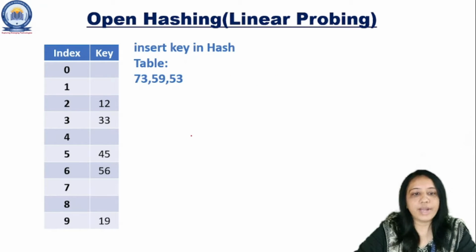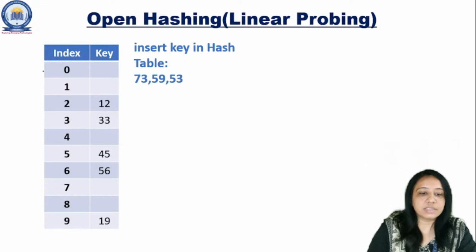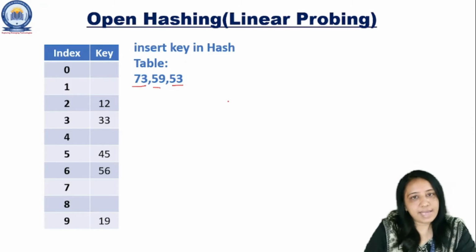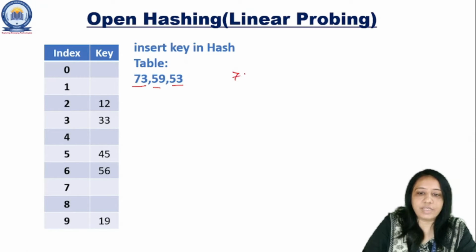Open hashing, what happened in that? Suppose these are some values already there in a hash table. Now the same example as we have taken previously in chaining, I'll be taking. The next key values we want to insert are 73, 59 and 53. So for 73, the same hash function will be taken, that is 73 modulo 10. So we will have 3.